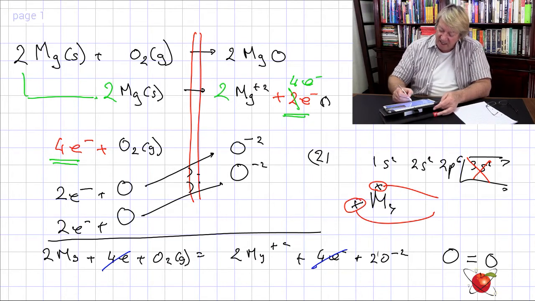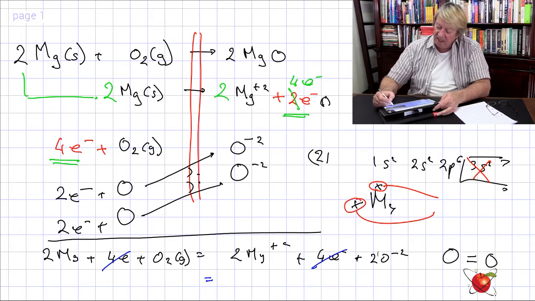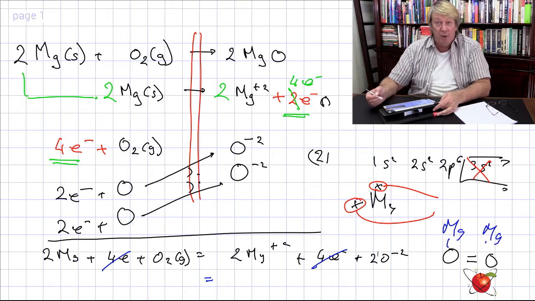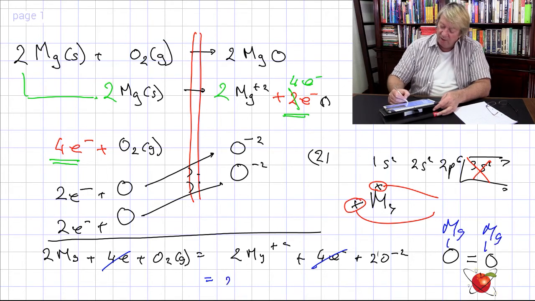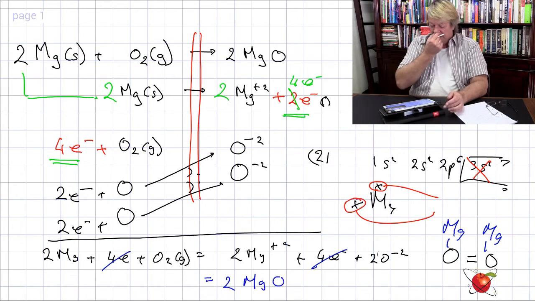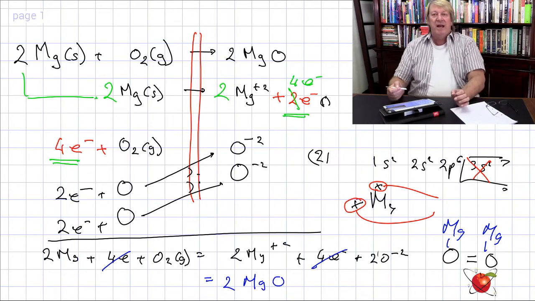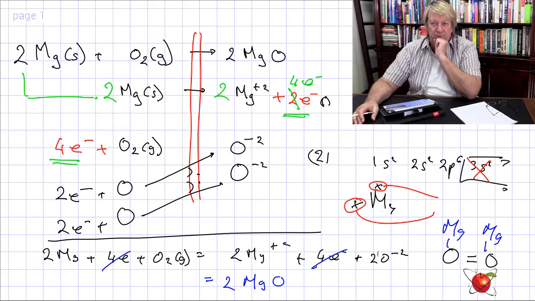We just have to tidy up this little bit at the bottom. 2Mg plus 2O, each one joins. In other words, an Mg and an O, an Mg and an O, to form 2 MgO. And you can see that that's a balanced chemical equation.